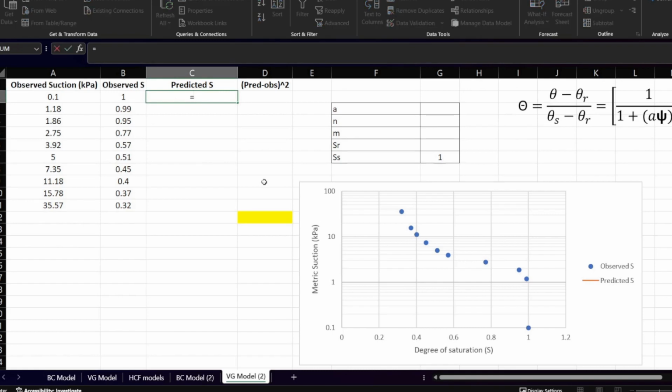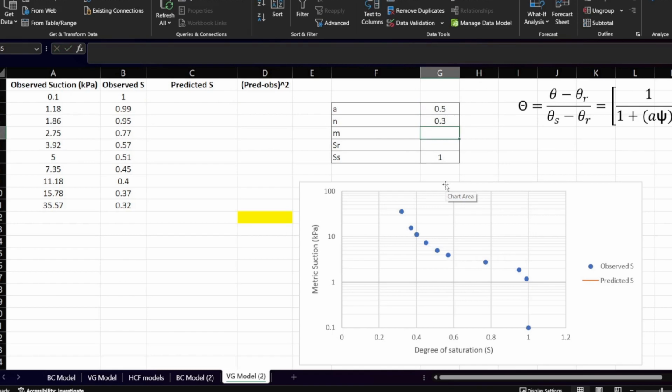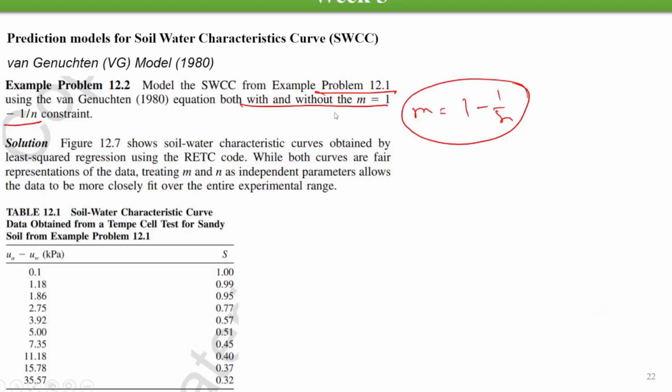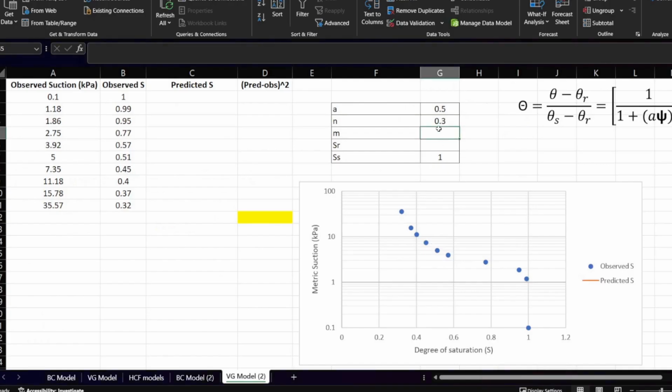So let's write the formula. The value of theta r, or Sr, is here. Let's first fill some values here. Let's say a is 0.5, n is 0.3, and the value of m is 1 minus 1 upon n, as given in the question. So we can use m equal to 1 minus 1 upon the value of n. And for Sr, don't mind the values here because we are anyways going to optimize it. Let's say the value of Sr is 0.3 here also.